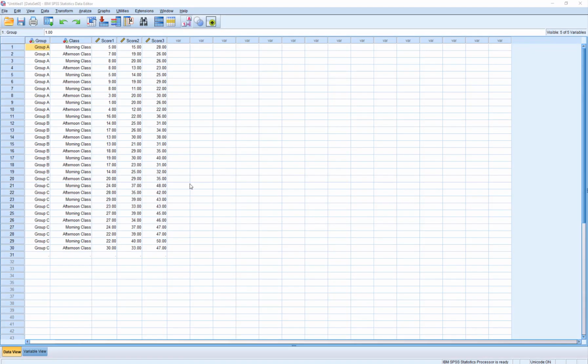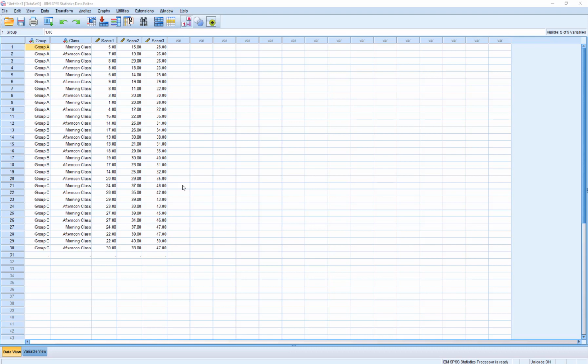The next ANOVA I'm going to use is called a two-factor ANOVA or a two-way ANOVA. In order to use a two-factor ANOVA, we need at least two independent variables. Now that brings up an interesting point. The number at the beginning of an ANOVA is the number of independent variables that we will be using.